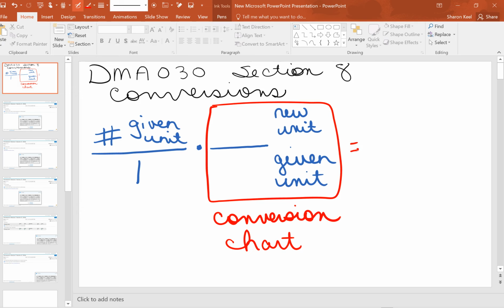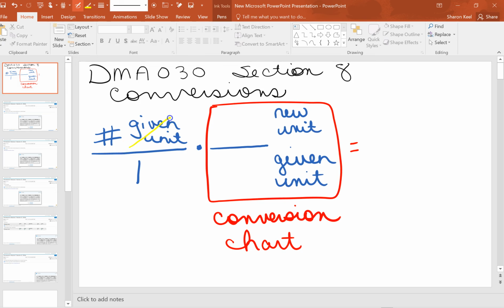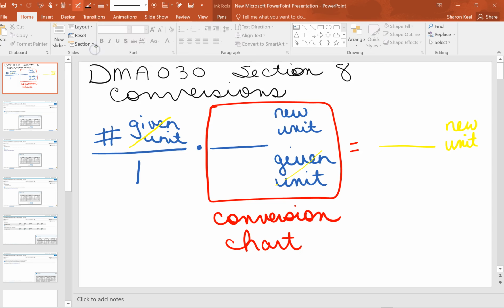Ultimately, this and this are going to cancel, and then we're going to multiply this numeral by the numeral here. We're going to have an answer at the top. We're going to have 1 times this number with an answer here. At the end, this is the new unit. And if this fraction needs to be divided or simplified, then we would do that also. So this is our basic format that we're going to use as we undertake our next set of problems.